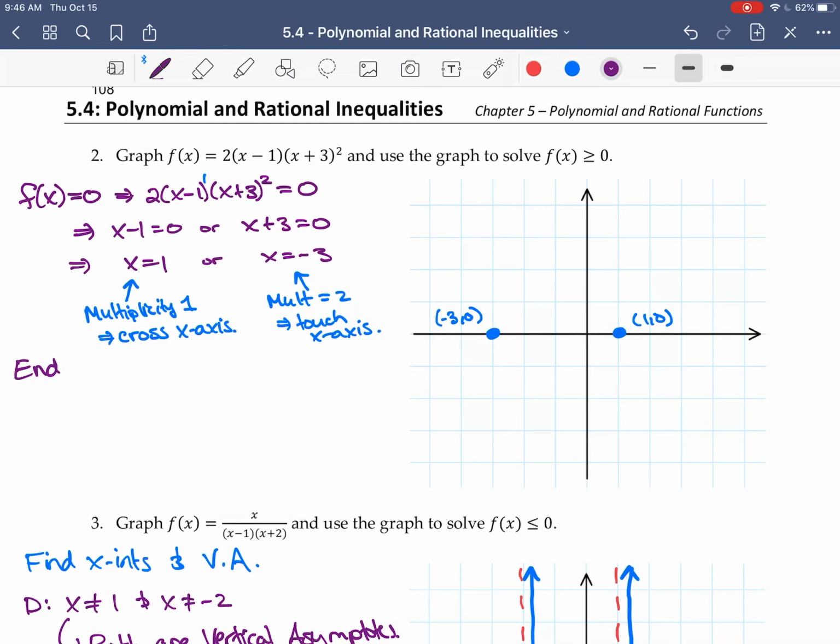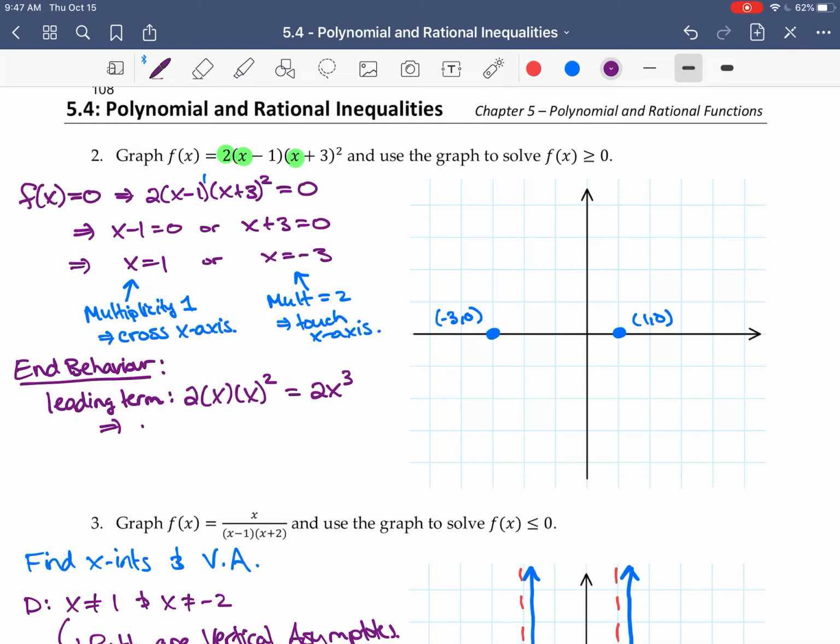We can also think about the end behavior, because that's going to give us enough information to do a sketch that's good enough to answer this problem. When we're talking about end behavior, we want to talk about the leading term. So that means I take the biggest power of x in each factor. I'm going to take the 2, the x to the power 1, and also this x to the power 2. So the leading term is going to be 2 times x to the power 3, that's 2x cubed.